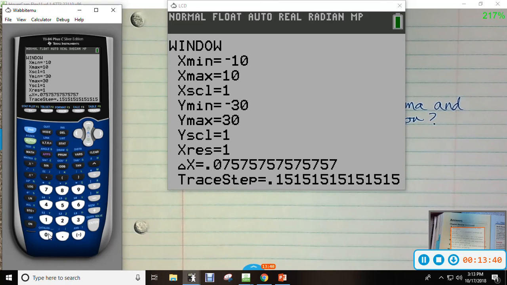Now, before you do anything else, make sure the minimum is smaller than the maximum. If it's not, and you hit graph, it's going to give you a dimensions error. Anytime you're doing something on the calculator and it gives you a dimensions error, it probably has to do with your maximum and minimum being backwards. Alright, so go ahead and hit graph.